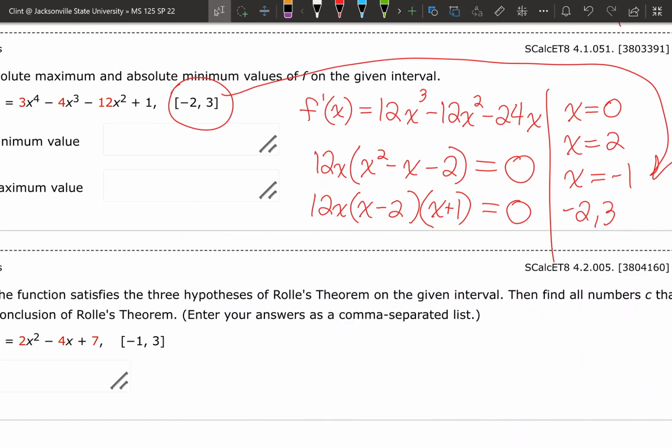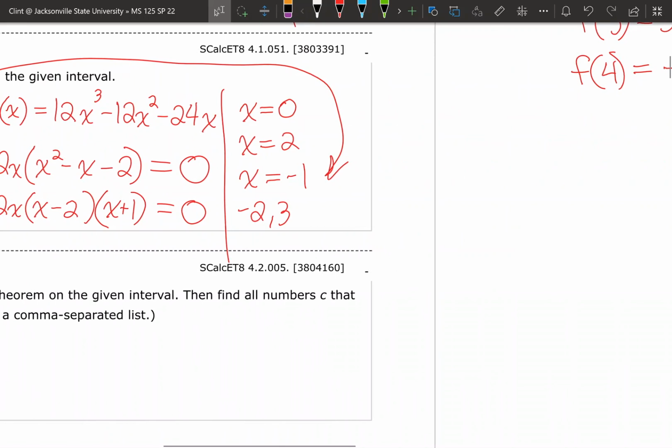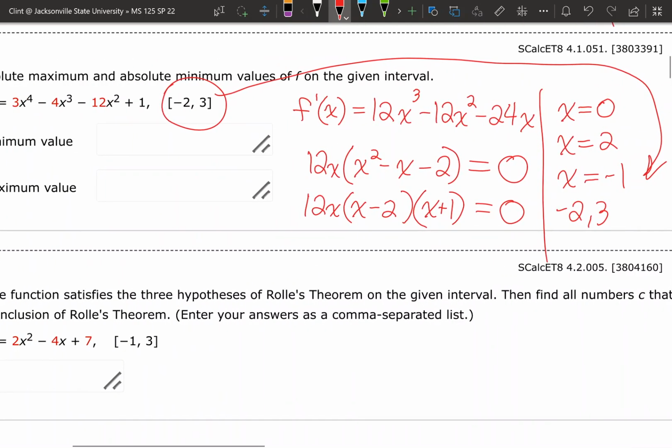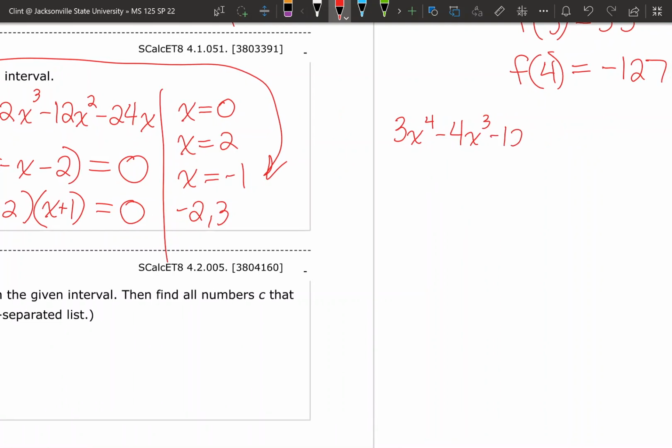Okay. 3x to the 4th minus 4x cubed minus 12x squared plus 1. That's our function. One easy mistake to make when we're taking these values and plugging them back in is that we're plugging them back into the original function, not the derivative. Okay, so f of 0 will give us 1. That one's easy, because all the x terms go away.